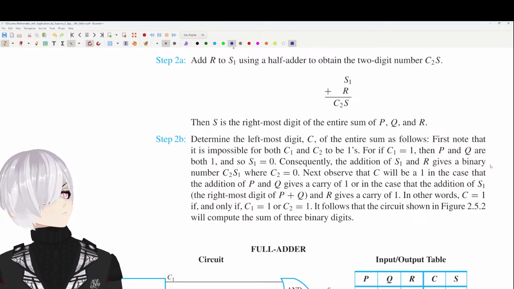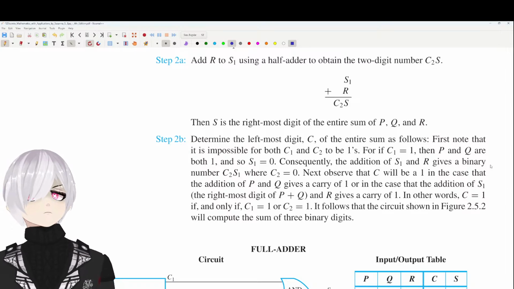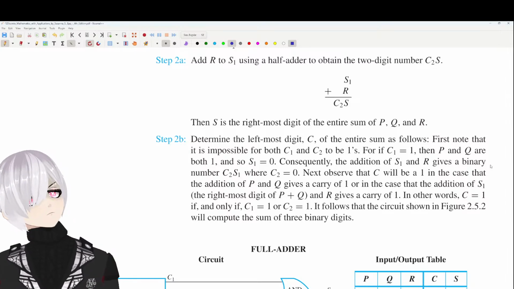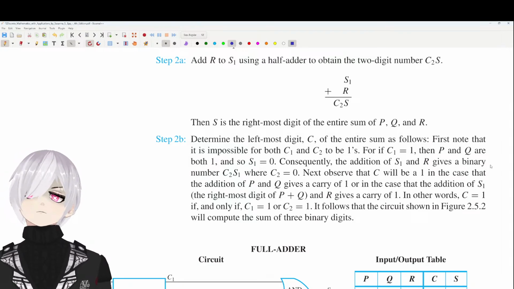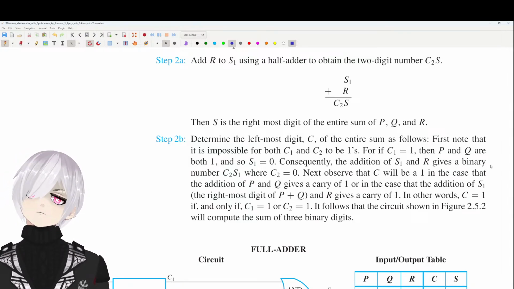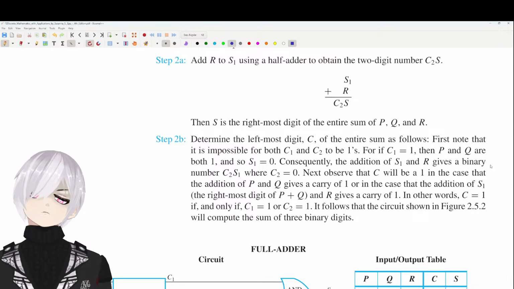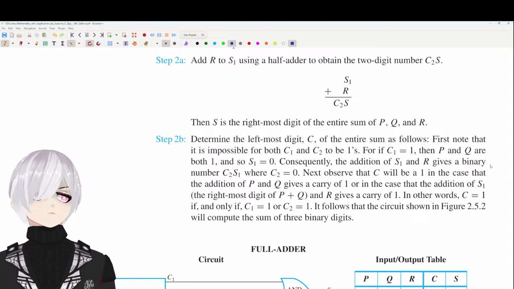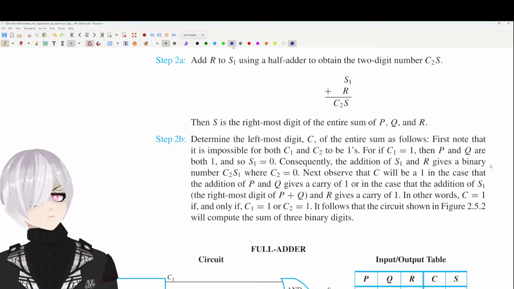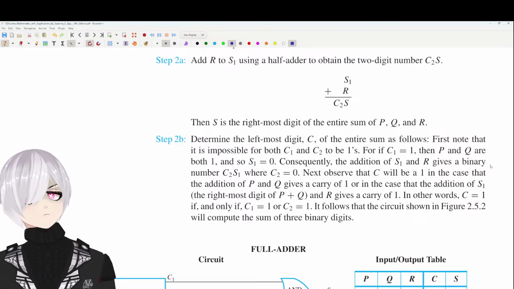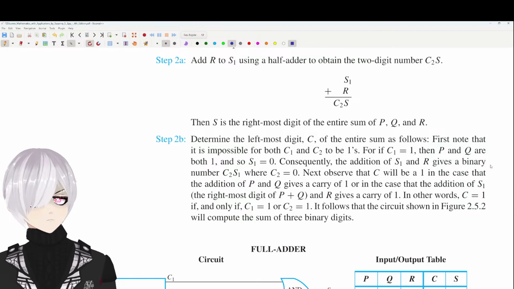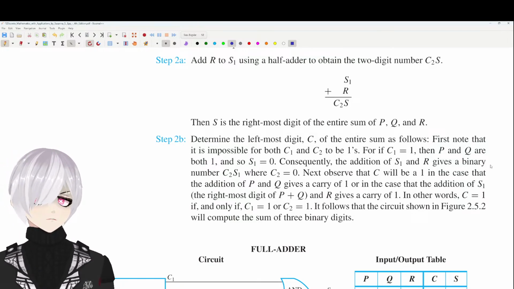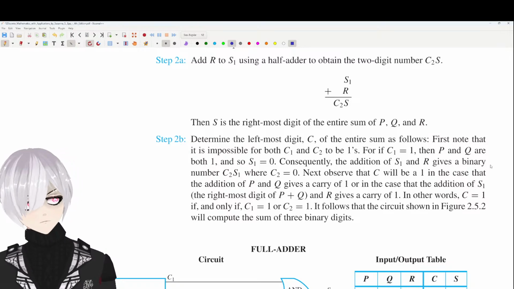Yeah, and then we got to figure out how to deal with the C2 and C1. And then we got to determine the leftmost digit, which they call C, of the entire sum, as follows. First, note that it's impossible for both C1 and C2 to be ones. For if C1 and C2 were both ones, we'd see how that would lead to something impossible, like a contradiction. Right, so they're kind of doing a mini proof here.